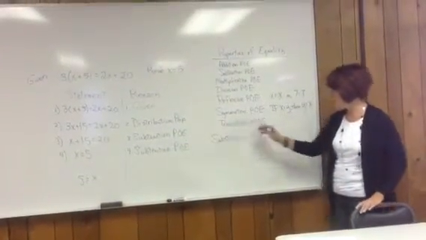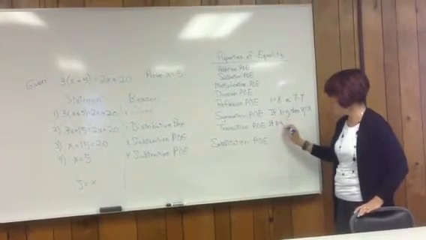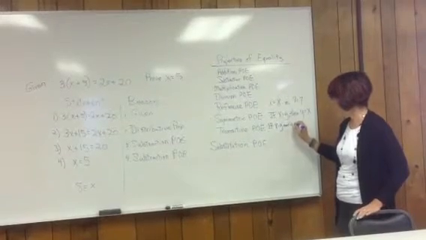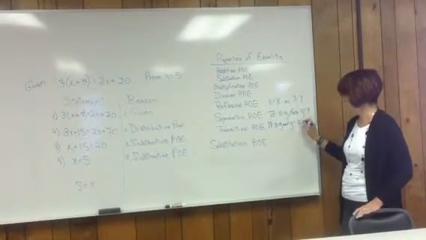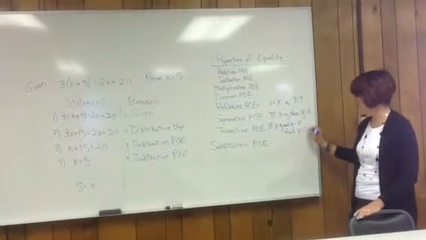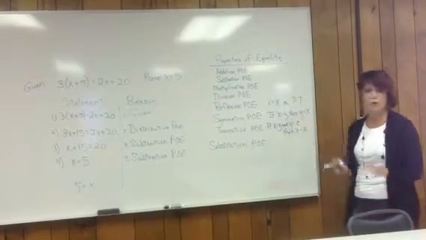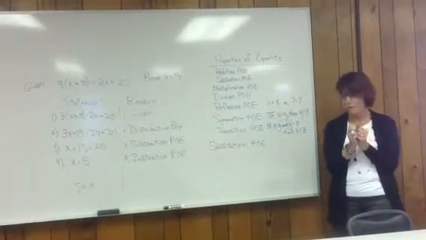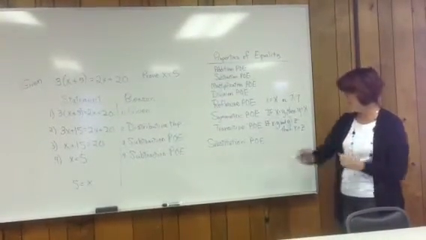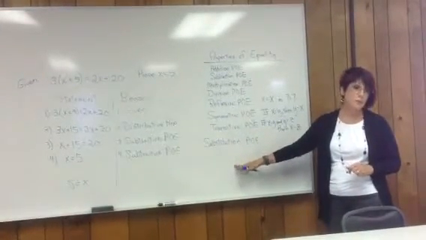The transitive property says if x equals y and y equals z, then I know that x equals z. The important thing here is that those two are identical. Transitive property of equality. Now substitution, transitive is actually a special case of substitution.